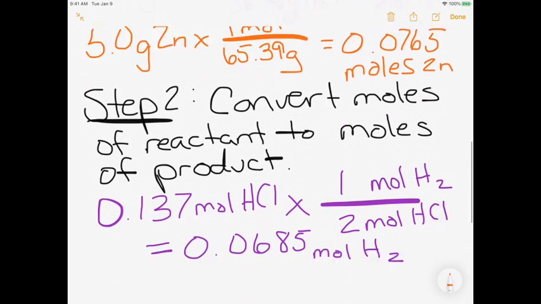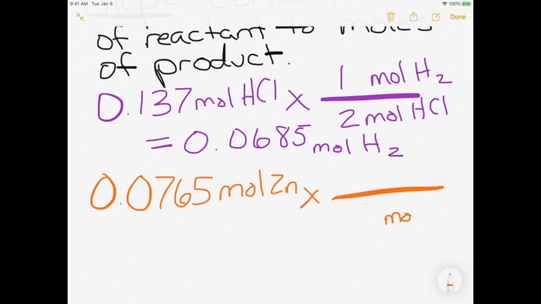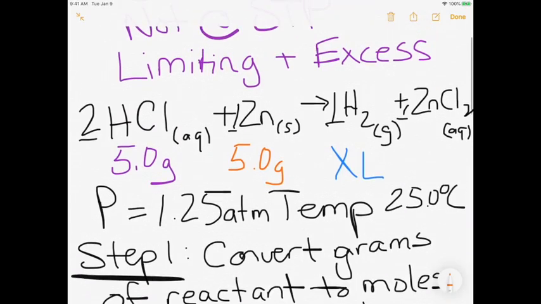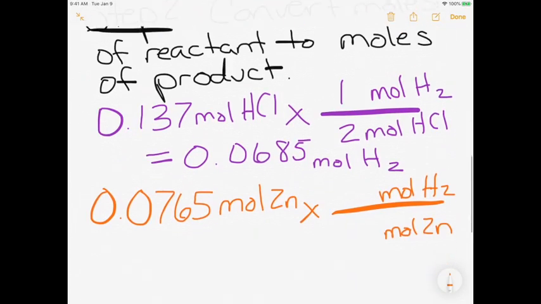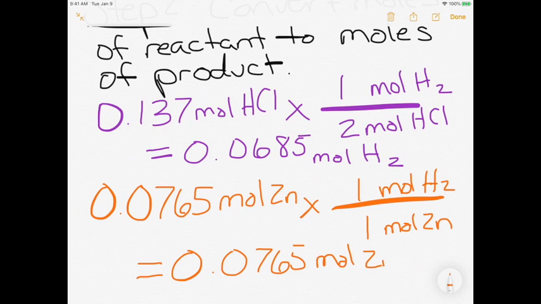So for zinc, we had 0.765 moles of Zn. And then we have mole of Zn below, and then mole of H2 on top. And when we look at our balanced equation, we have a 1-to-1 ratio. So 1 mole to 1 mole. So we have 0.0765 moles of zinc.